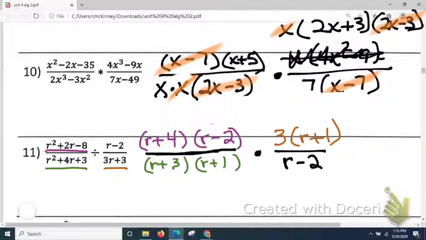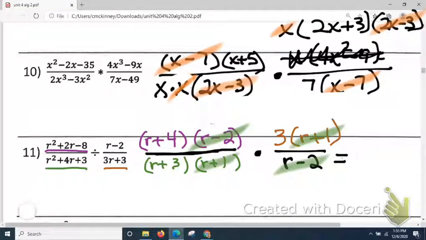And I see that there's nothing that can cancel with the R plus 4, but R minus 2, R minus 2, R plus 1, R plus 1. So then I'm just going to write my answer.